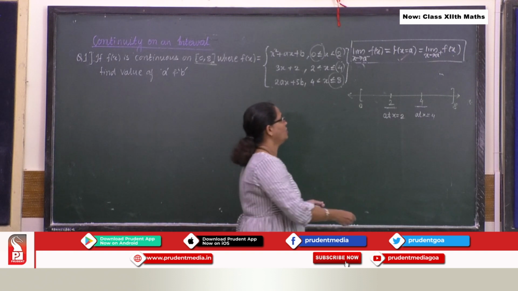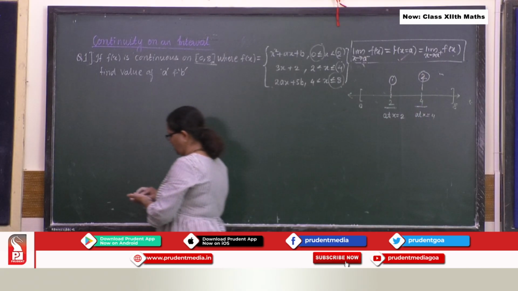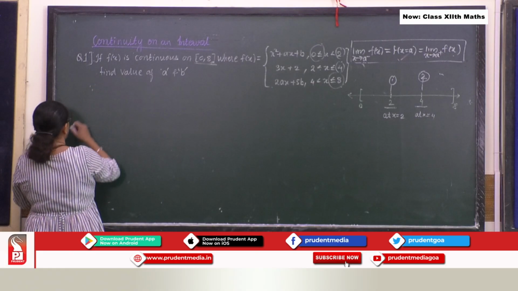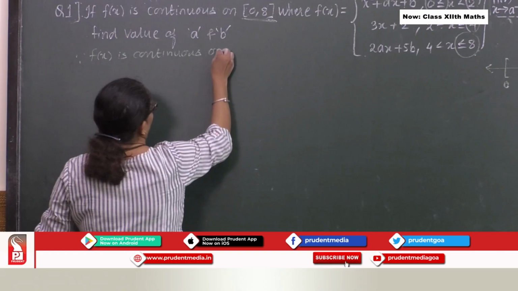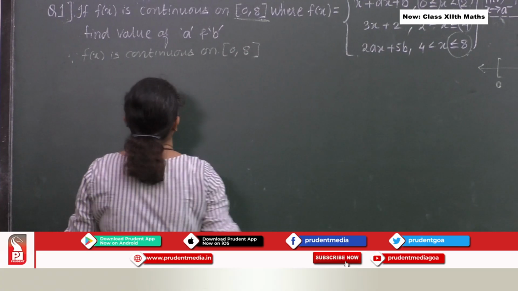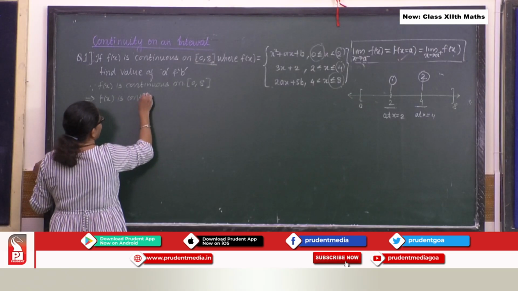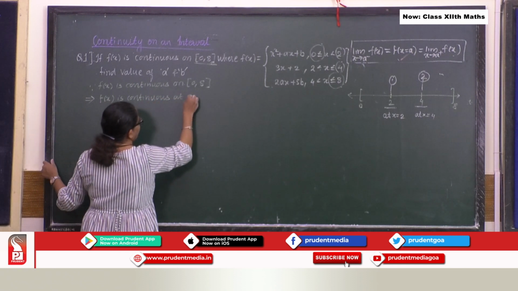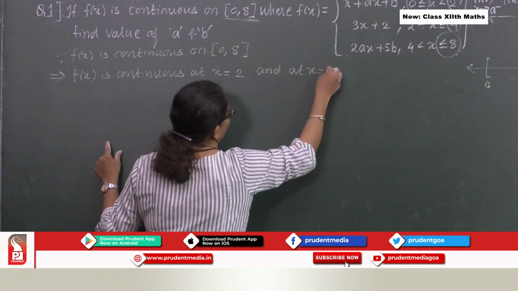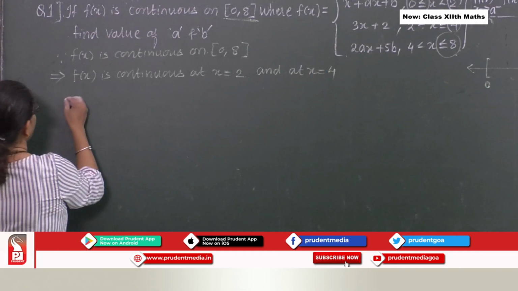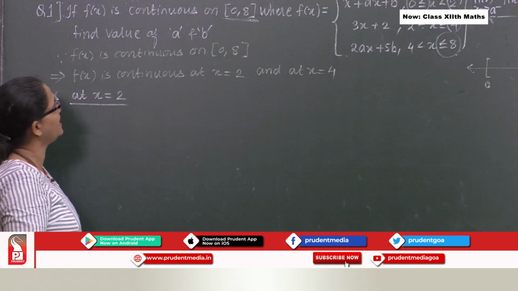Fine. Now over here we will consider this as the first case and this as the second case. So let us proceed further. Since f of x is continuous on the closed interval 0 to 8, it implies f of x is continuous at x equal to 2 and at x equal to 4. So we consider the first case at x equal to 2. Let us see what is happening at x equal to 2.